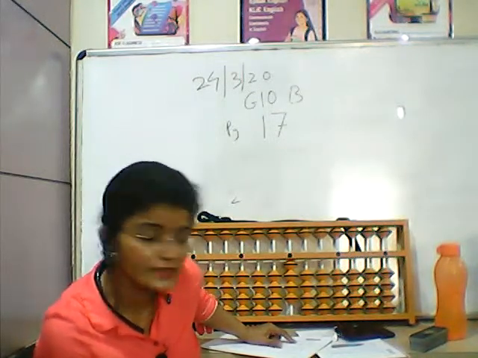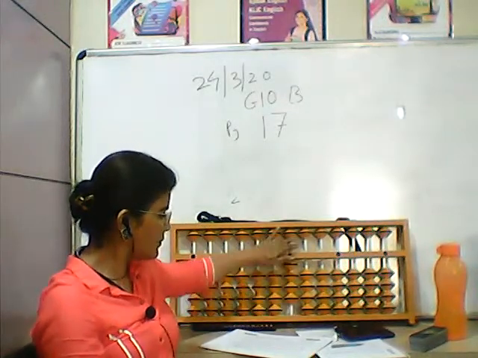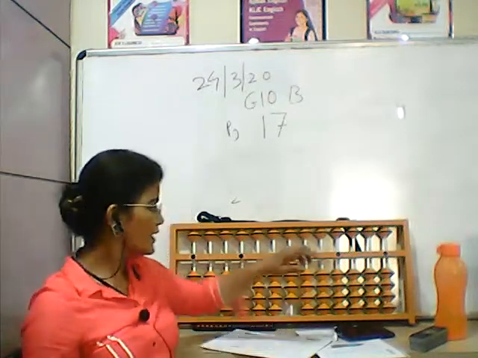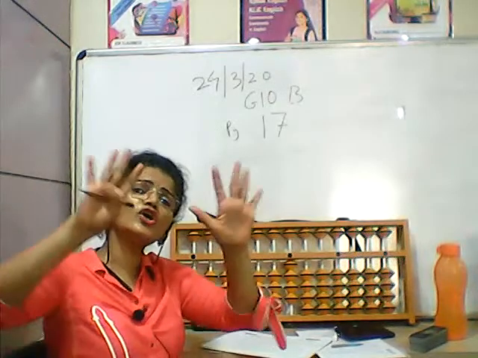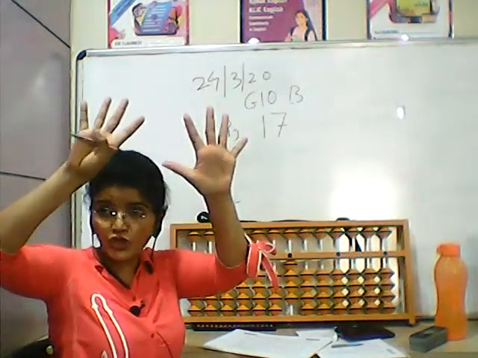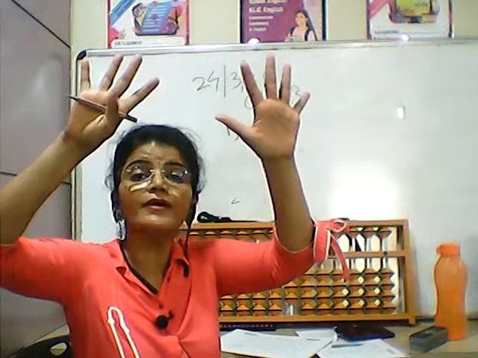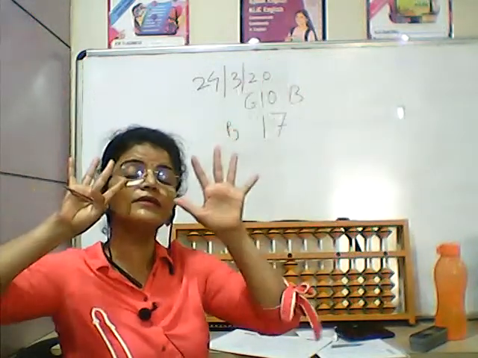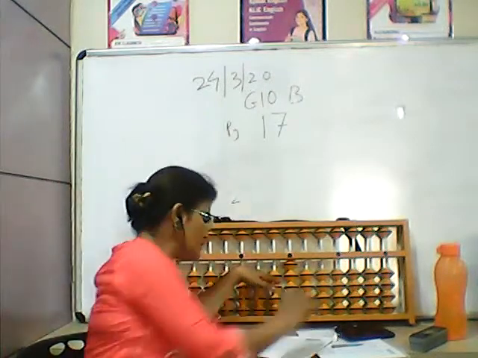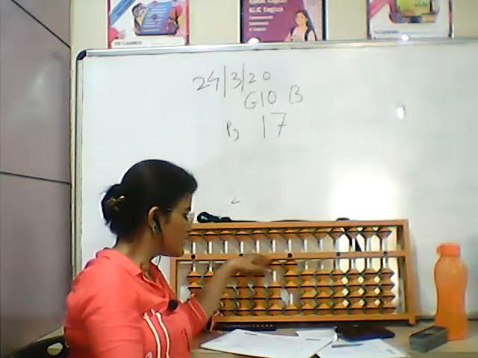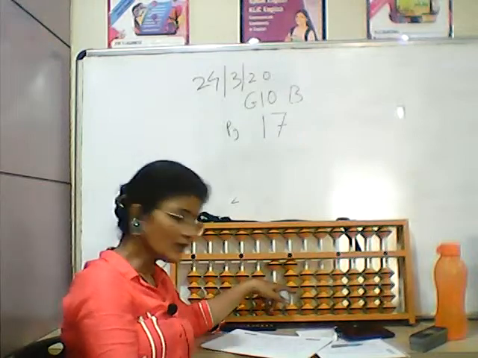Then plus 9. So plus 9 kiya. Now plus 9. Can you do plus 9 directly? No. So no 9, show 9. 9 ka friend minus 1. Minus 1 plus 10. That is, the answer is 1 and 3, 13.